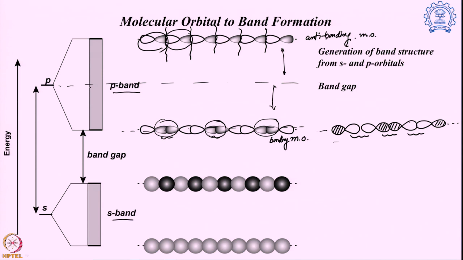And over there, very interestingly, we find there is this s band system, there is the p band system, and they are actually situated a little bit differently. And this gap between this s and p band of the system is known as the band gap. So if we can cover up that energy, an electron from the s band can travel to the p band, and that will be very important while we are discussing the conductivity of the system.